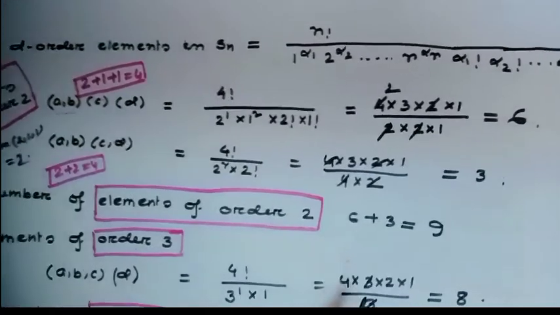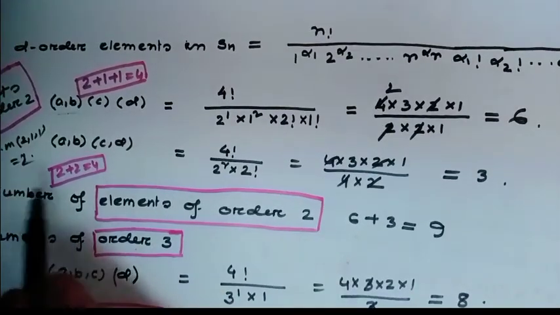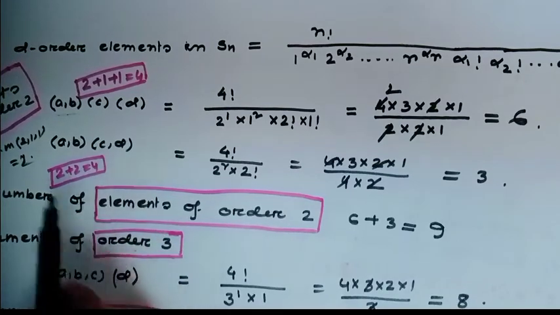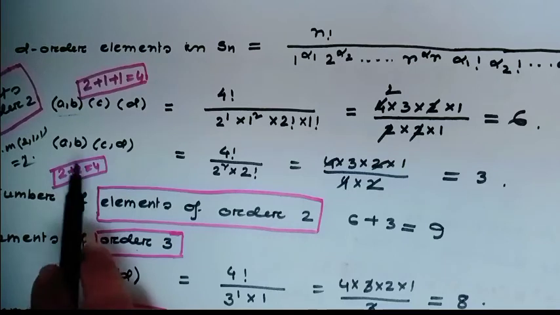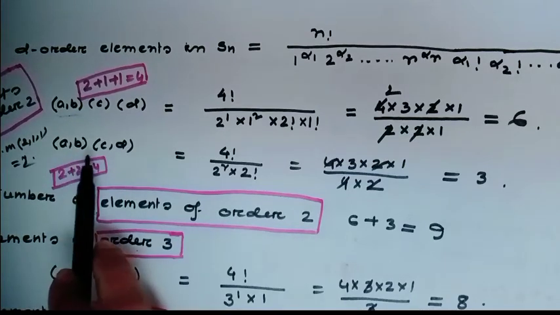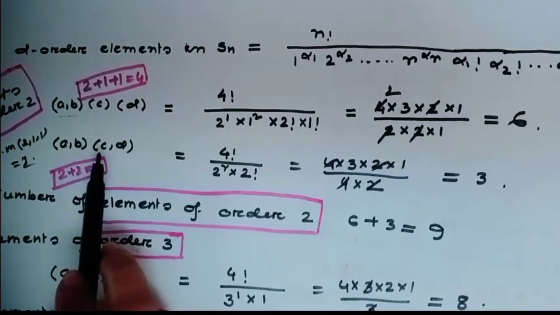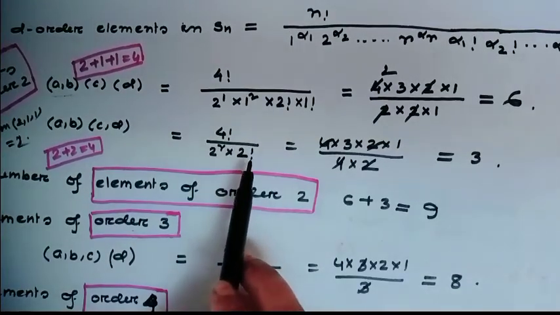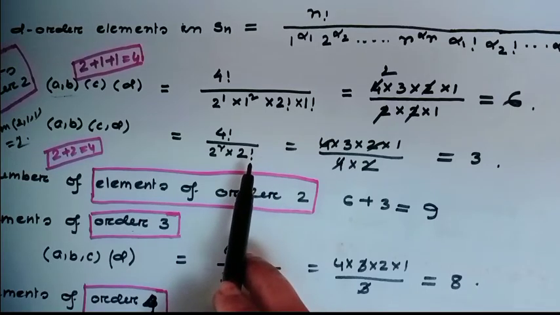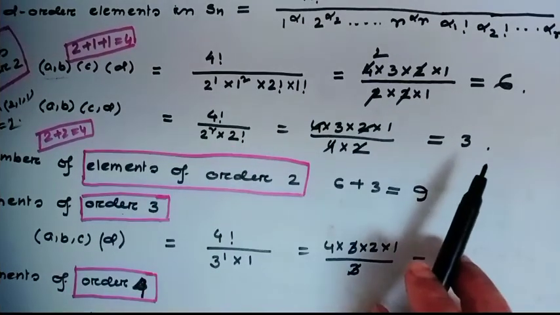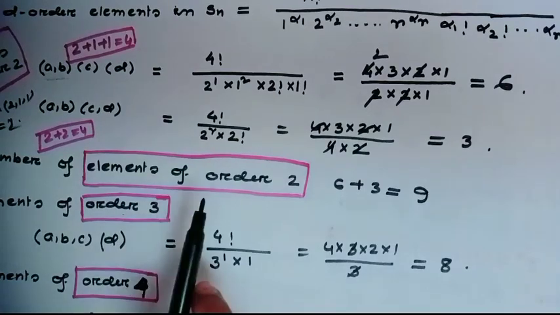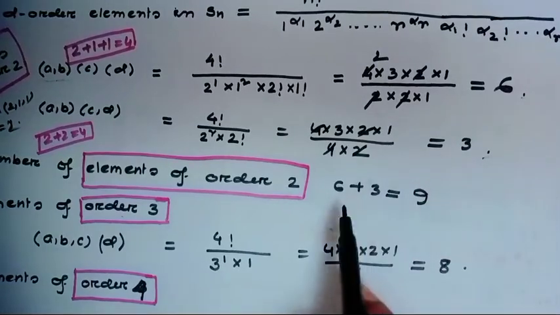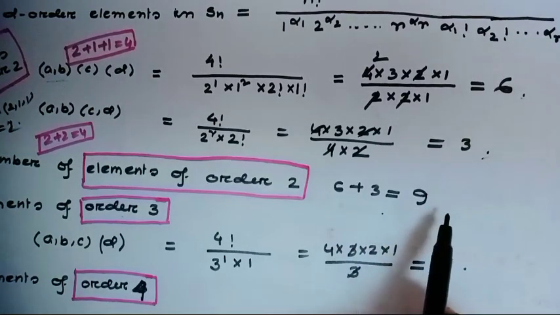Let's see the other partition. The other partition is 2 plus 2 equals 4. By this formula, since here the number of 2 cycles is 2, so 4 factorial over 2 squared times 2 factorial, and the value is 3. So the number of elements of order 2 is here 6, here 3. 6 plus 3 equals 9.